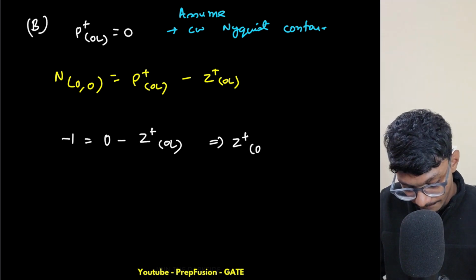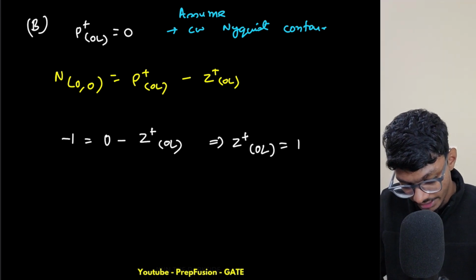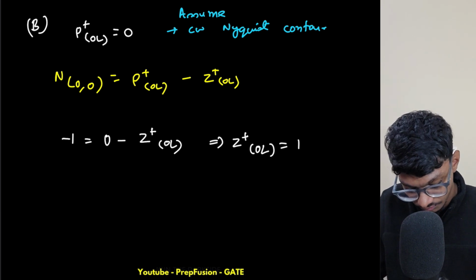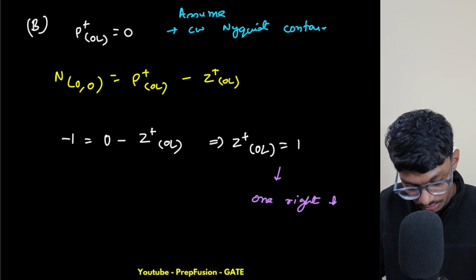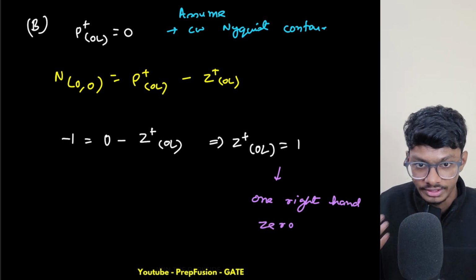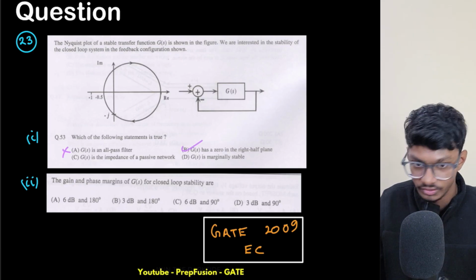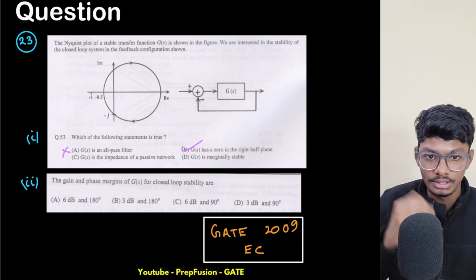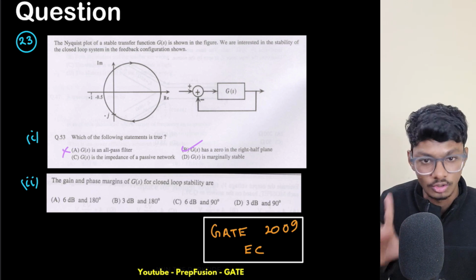So Z plus OL equals 1. So we have 1 right hand 0. So obviously from here we can say option B is correct, and we can move on to other questions. But let's just stay in this question and check the other options as well, right?